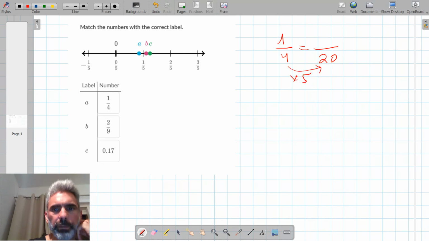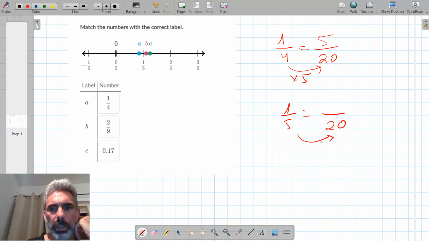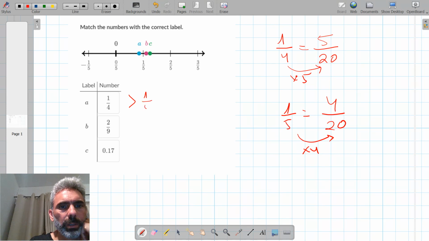multiply times 5. So 4 times 5 is 20. 1 times 5 is 5. And if I convert 1/5 to a fraction with 20 in the denominator, I multiply by 4. So 1 times 4 is 4. So 1/4 is greater than 1/5. So A is greater than 1/5.